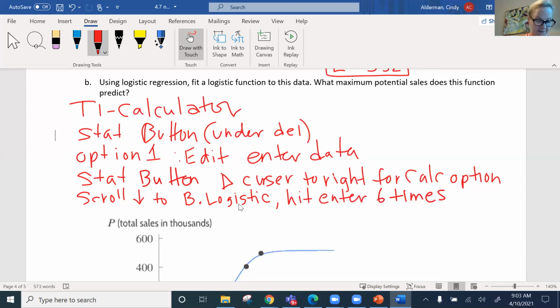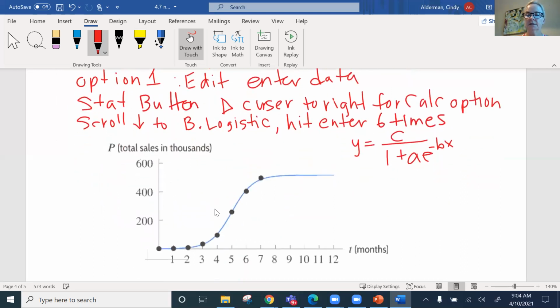So what it's telling you is y equals c, this is our L, they're just using different variables, over 1 plus a, which is your normal e, again, we're just using different variables, e to the negative bx, right? Our b in standard form is actually the k. And then they're telling you what each of those variables are.